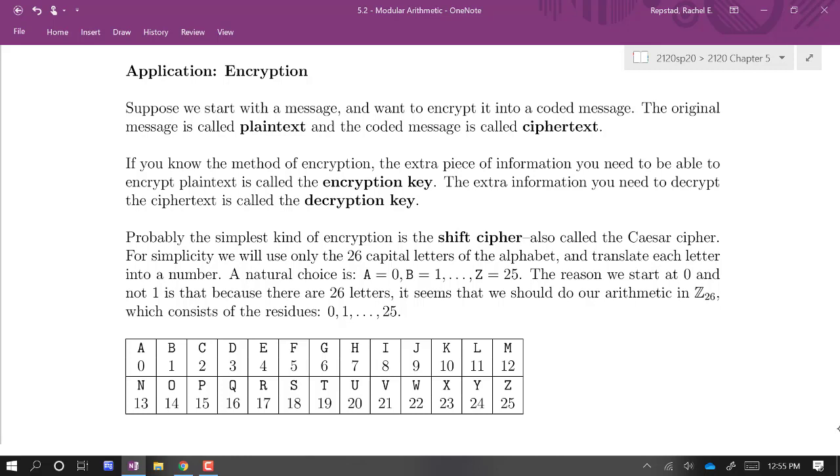So we're going to look at the shift cipher. This is super simple. The idea is, let's say I've got the alphabet A to Z, and I've assigned them integers from 0 to 25. The shift cipher is exactly what it sounds like. We're just going to shift each letter down.